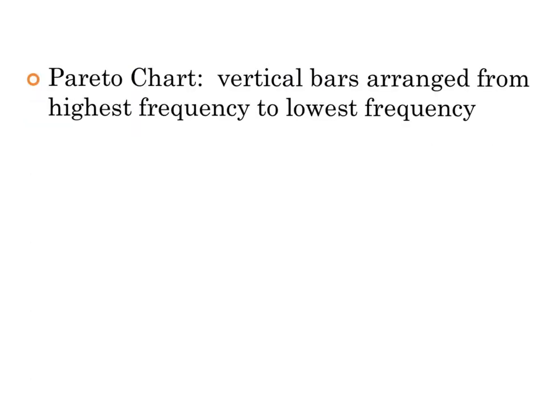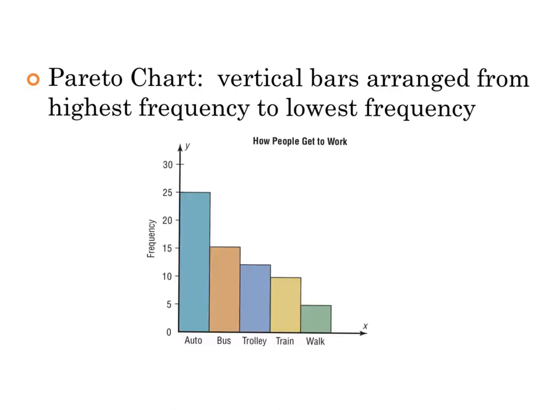Something called a Pareto chart. A Pareto chart is a vertical bar graph. It's actually more like a vertical histogram because the bars touch. But you order them. You put them in order from highest frequency to lowest frequency, and it's always highest to lowest. Again, here's an example. It's the same data that we just had before, except we've changed it into Pareto chart form. So there's two things about it. One, it's highest to lowest, and two, now the bars touch.